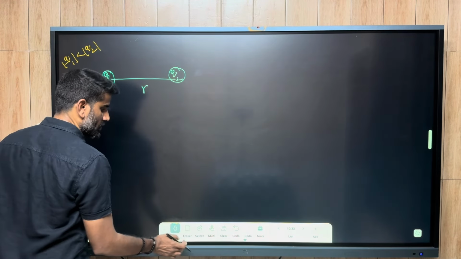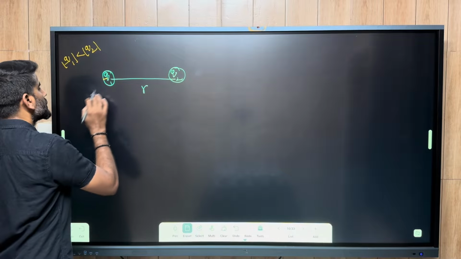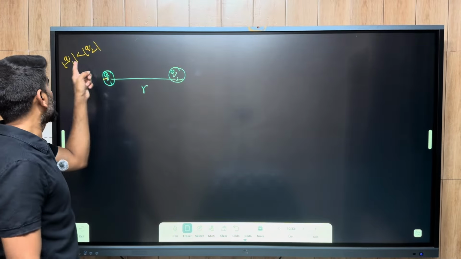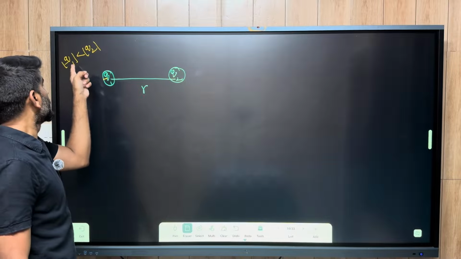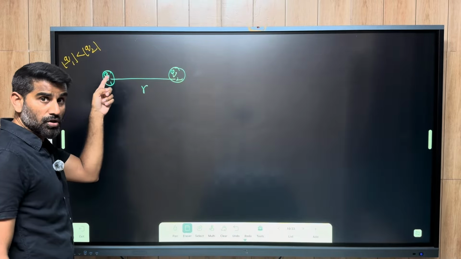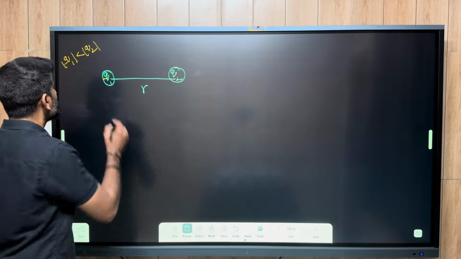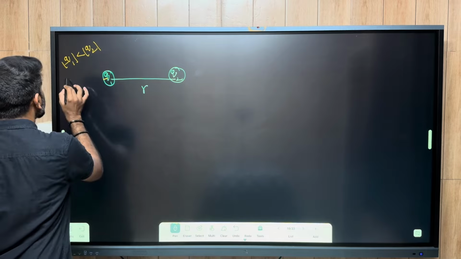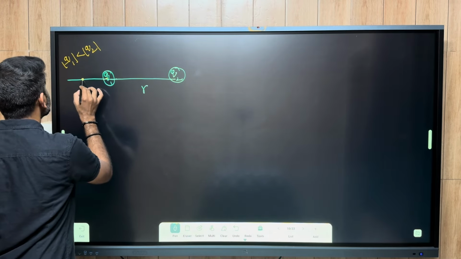Either you will obtain the null point on this side or that side, but however I have considered Q1 as the smaller charge, so the null point will be obtained near to the smaller charge itself. You will get the null point somewhere here.